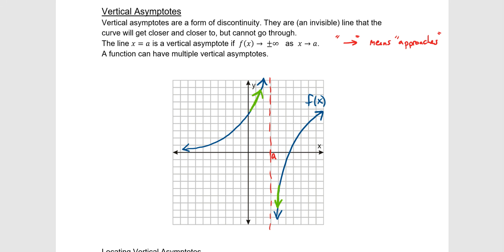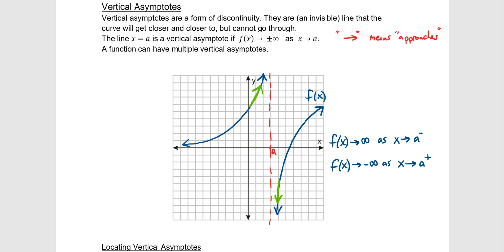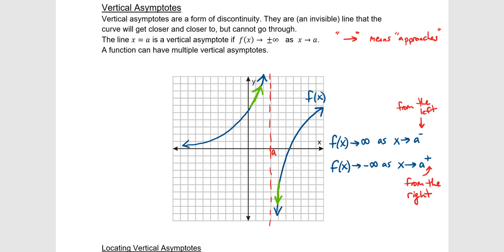F of x is approaching negative infinity. So this is how you could write it, and this little notation here is the way that I read it off. That means x approaches a from the left, and the plus means from the right. So f of x approaches infinity as x approaches a from the left. F of x approaches negative infinity as x approaches a from the right. So what that means is we have a vertical asymptote at x equals a.